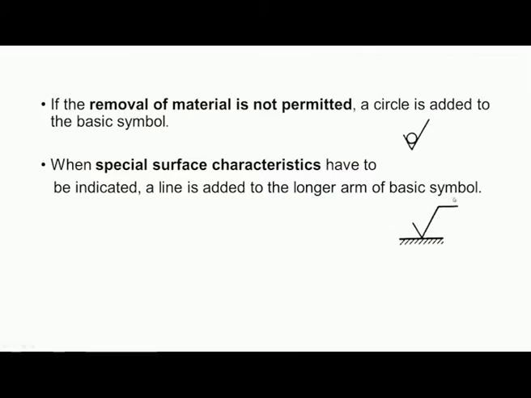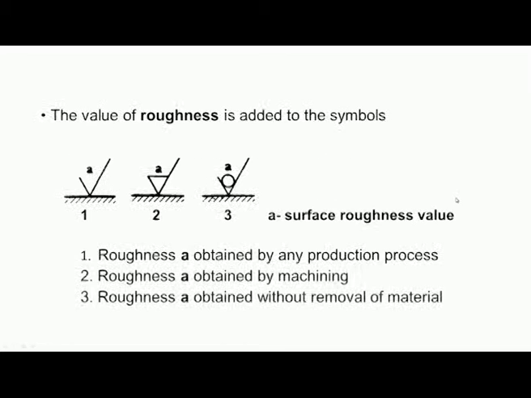And then when special surface characteristics are to be indicated, for example electroplating or painting, then a bar is added to the longer line, and how that special surface characteristic is to be produced should be written on this horizontal line.